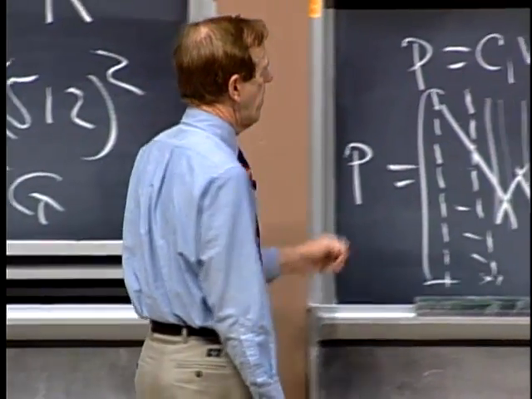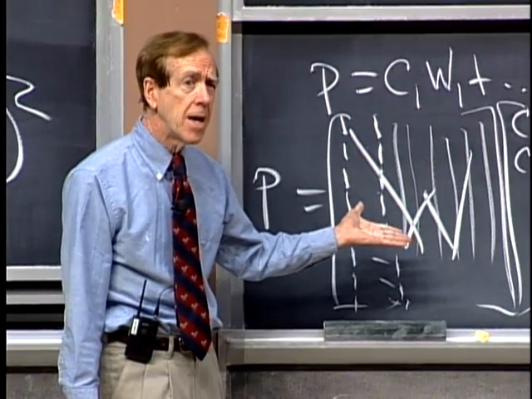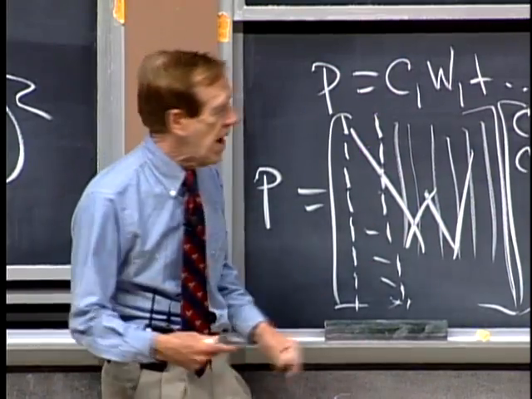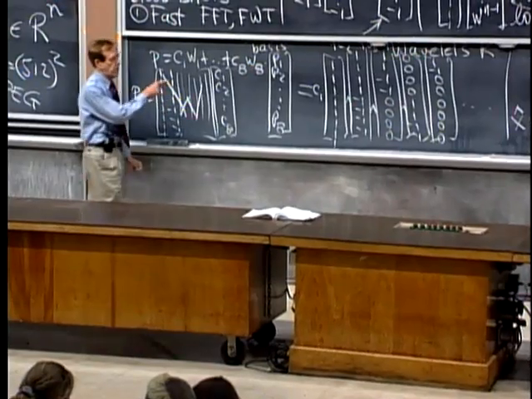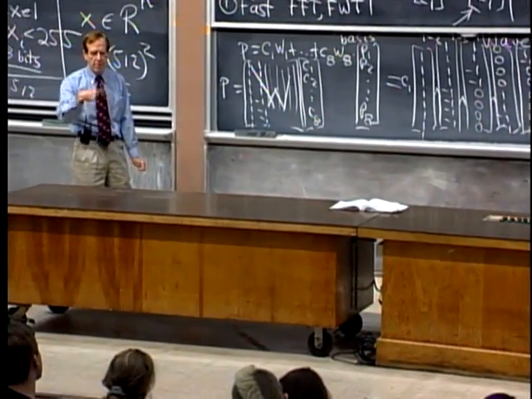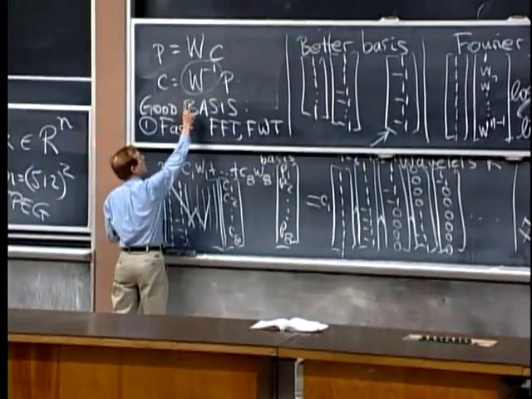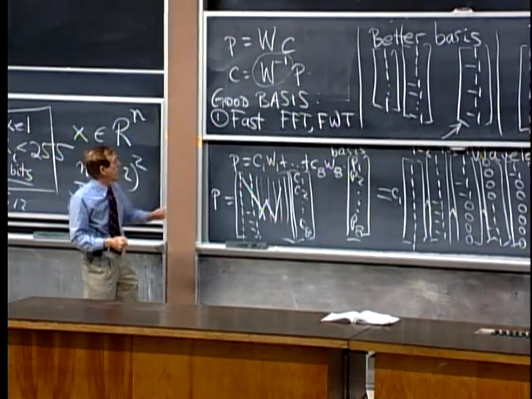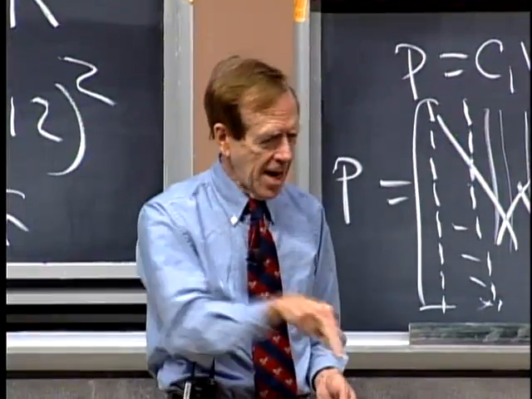If we have orthonormal columns, then the inverse is the same as the transpose. So if we have a fast way to multiply by W, which we do, the inverse is going to look just the same, and we'll have a fast way to do W inverse. So the wavelet basis passes this requirement for fast. We can use it fast. But there's a second requirement.